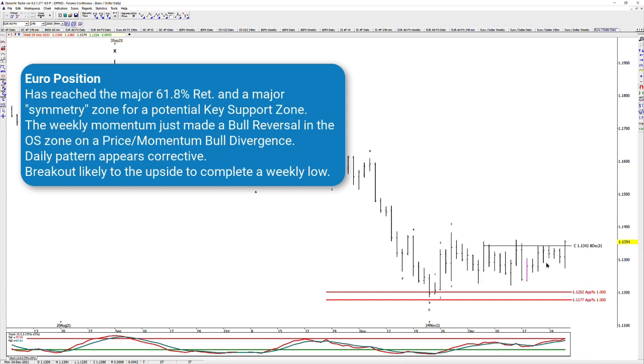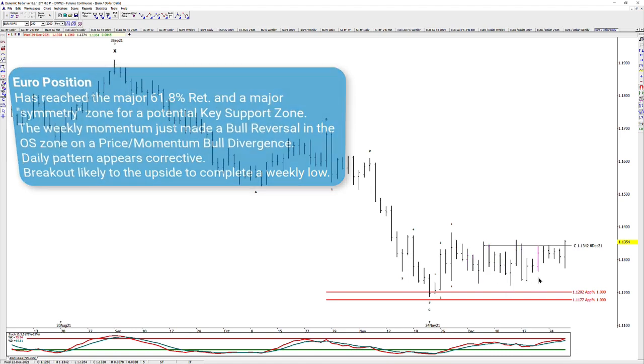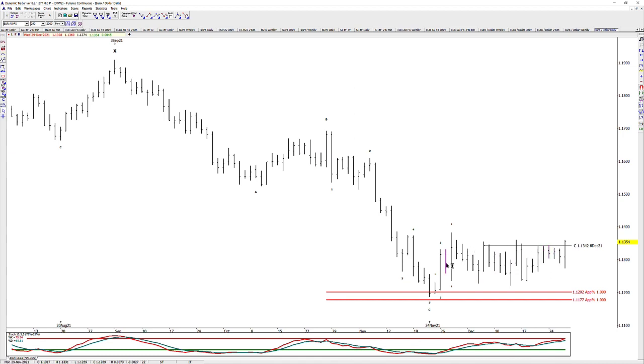But this very much looks like a correction, doesn't it? It's not an ideal A, B, C, D, E type of correction. But it's what we just call a prolonged trading range. And the daily momentums made a bull reversal from the oversold zone right at this low and then moved out of the oversold zone.